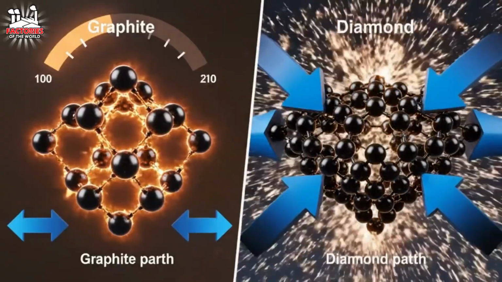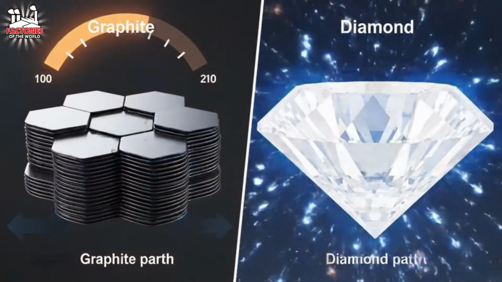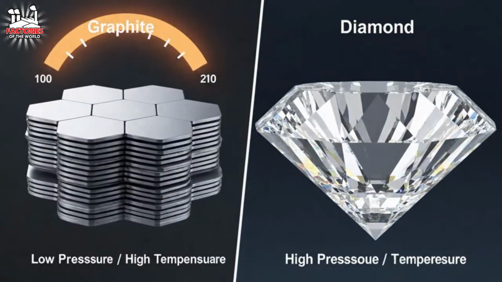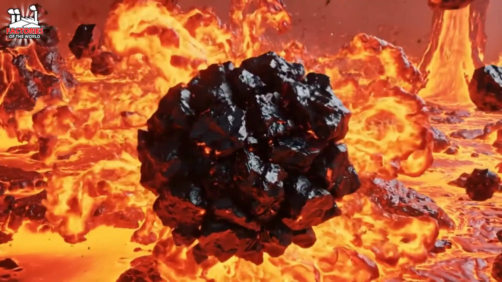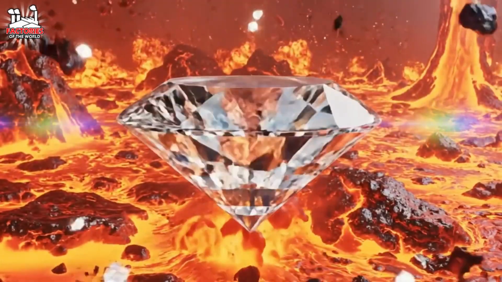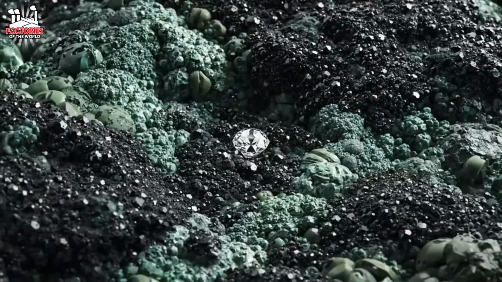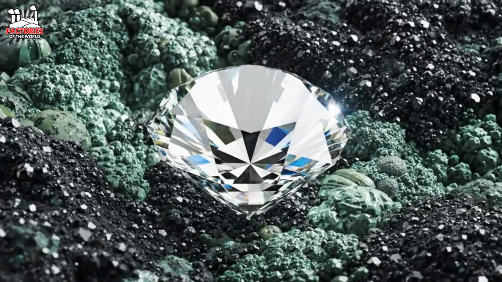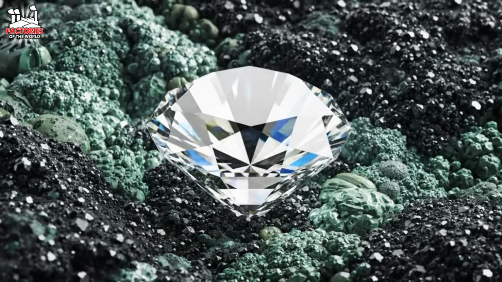In this zone of the mantle, temperatures easily exceed 1,000 degrees Celsius, while pressure reaches levels capable of compressing carbon atoms and forcing them to reorganize into an extremely compact crystalline structure. This atomic reorganization is the key. It is what transforms ordinary carbon into diamond, the hardest natural material known.